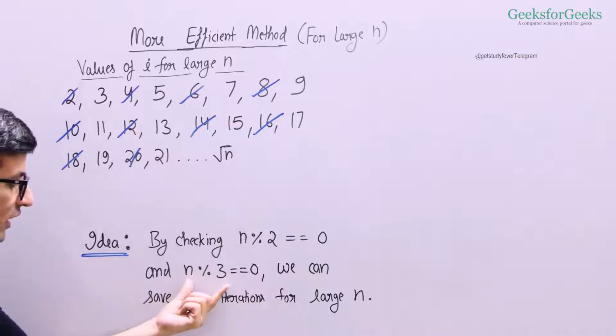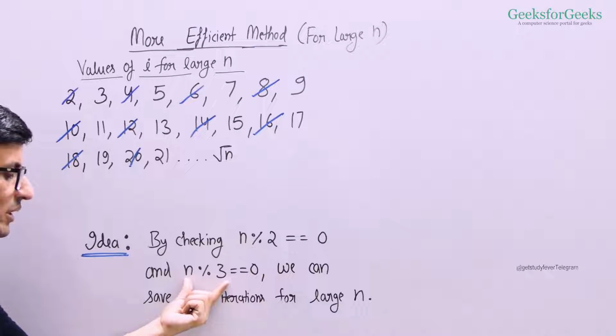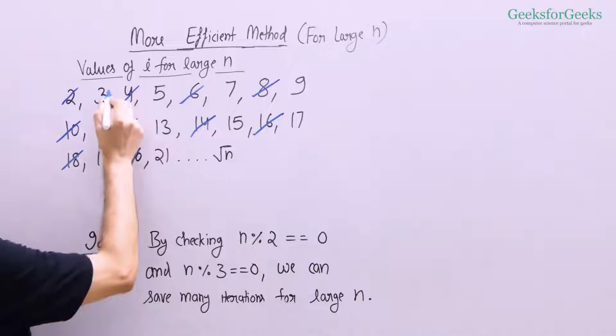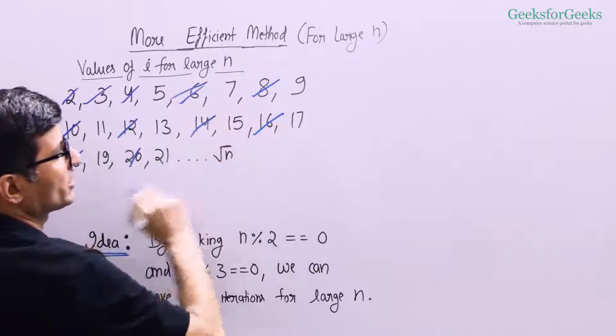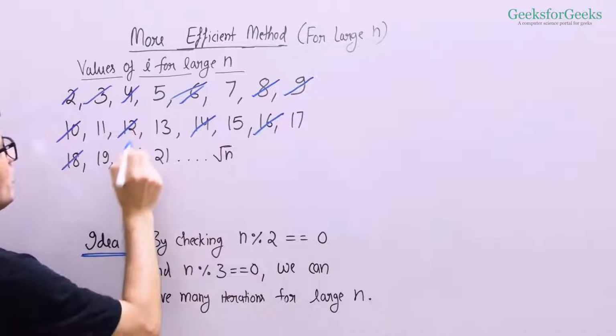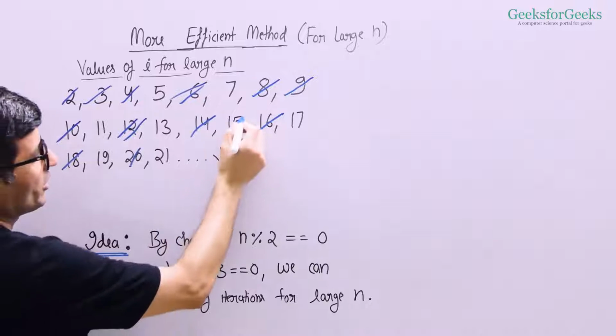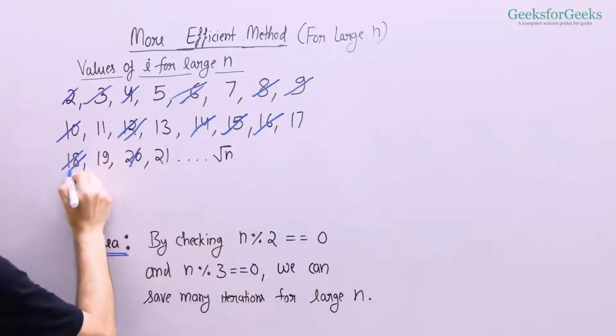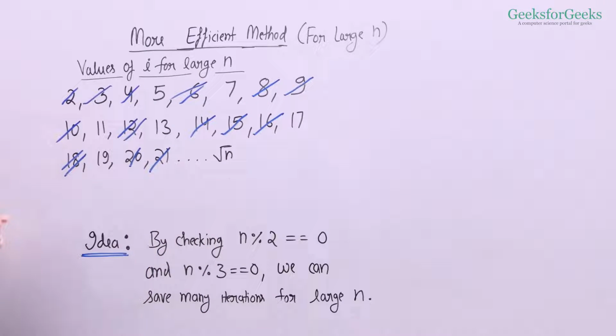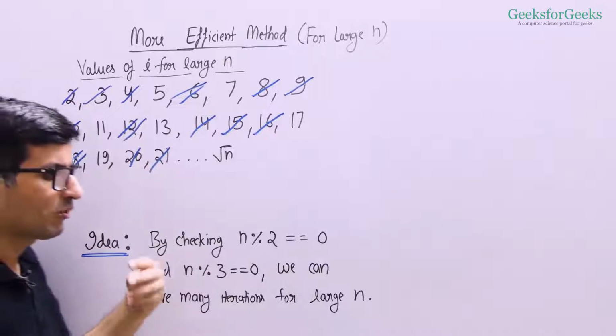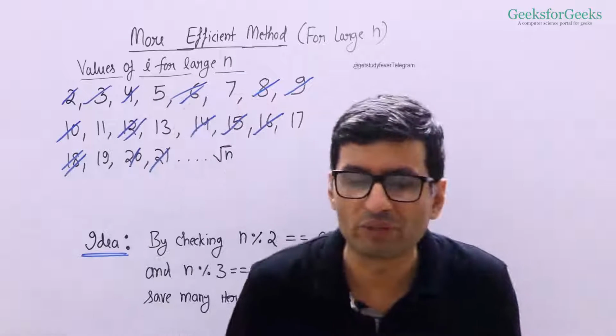Now if I check for n equal to 3 and divisibility by 3 also, then I don't need to check for 3, don't need to check for 6, don't need to check for 9, don't need to check for 12, 15, 18 and 21. So I only need to check for the numbers 5, 7, 11, 13, 17, 19 and so on. Now please pause this video and try to implement this idea.